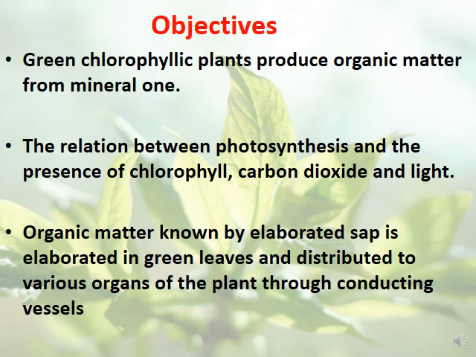In this video, we're going to cover these objectives. First, chlorophyll plants produce their organic matter from a mineral one. Second, we're going to identify the relation between photosynthesis and the presence of chlorophyll, carbon dioxide, CO2, and light. Third, we are going to identify that the elaborated sap is elaborated in green leaves and is distributed to various organs of the plant through conducting vessels.